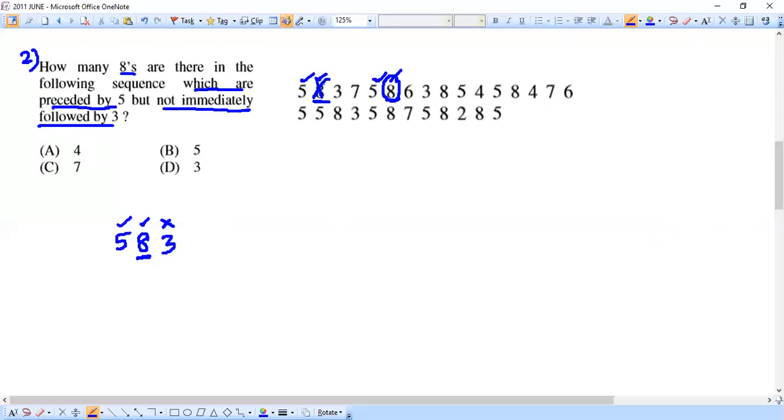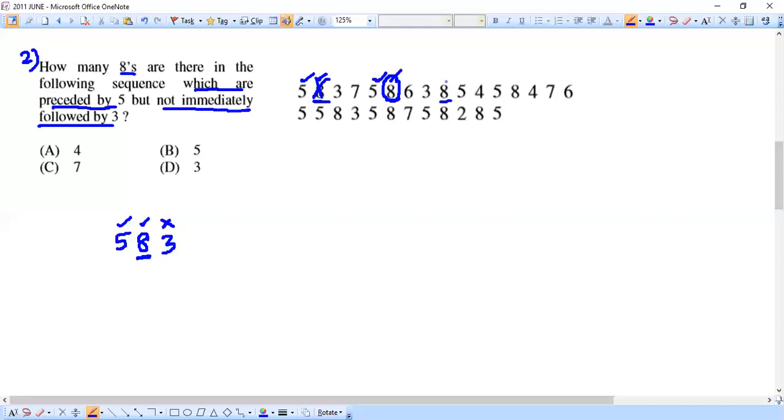Here also we have an 8. Before this 8 we had 5, but after this 8 we had 3, and that is not allowed as per the question's condition. But see here, before this 8 I had 5 and after this 8 I have 6. It can be any number, but strictly there shouldn't be 3. This is the condition. So yes, we got one 8 like this. Go for the next 8.